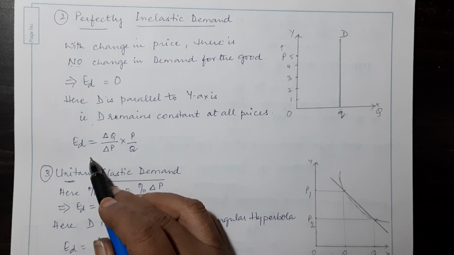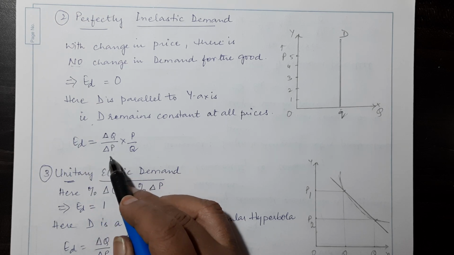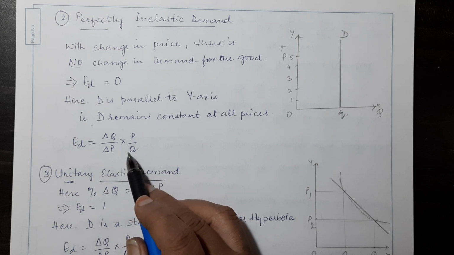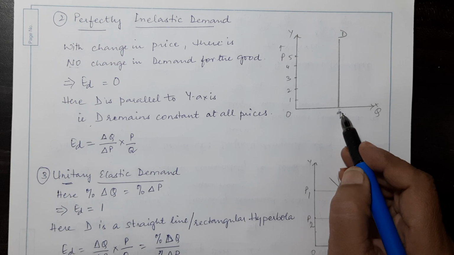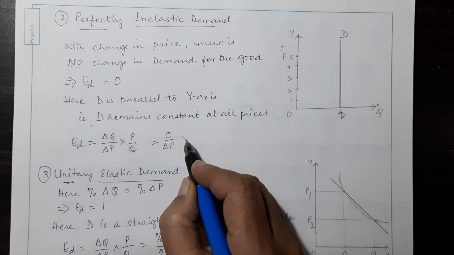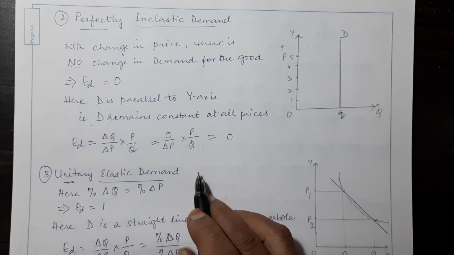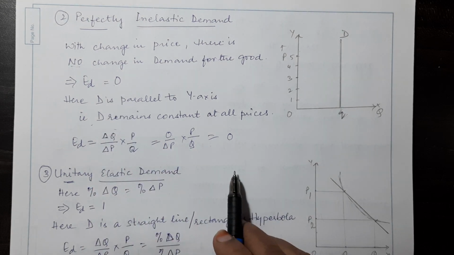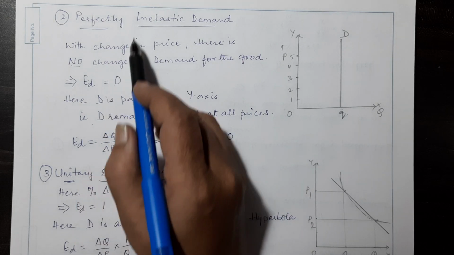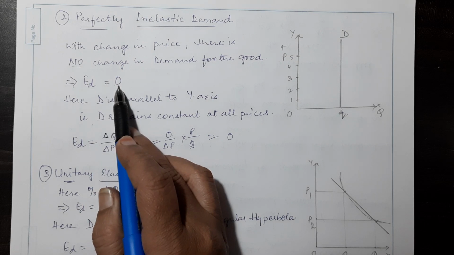Now let's see. Mathematically, elasticity of demand is given by change in quantity demanded by change in price into original price by quantity demanded. So now what is happening over here is there is no change in quantity. So here change in quantity is 0. 0 by change in price into price by quantity. So anything multiplied by 0 is 0. So here the elasticity of demand is 0. So this is perfectly inelastic demand where the value of ED is 0.